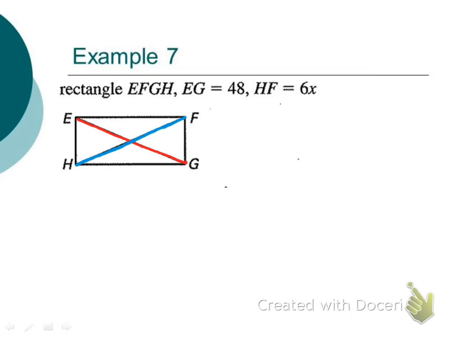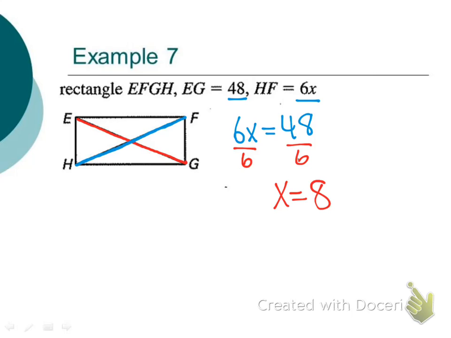Congruent. So I can do what with these two expressions? Congruent means the same. The same in math means equal. So you can set these equal to one another. And then you can get the x by itself using division. So x is going to be 8. Very good.